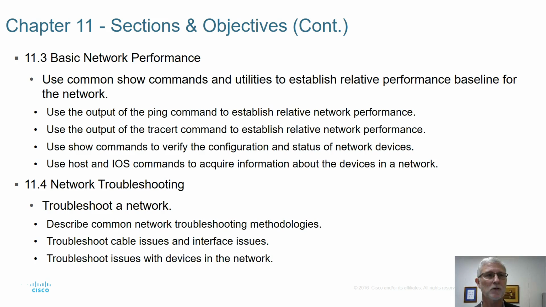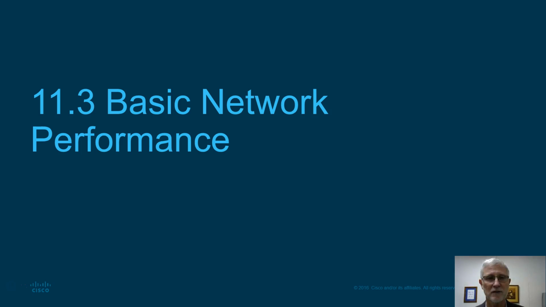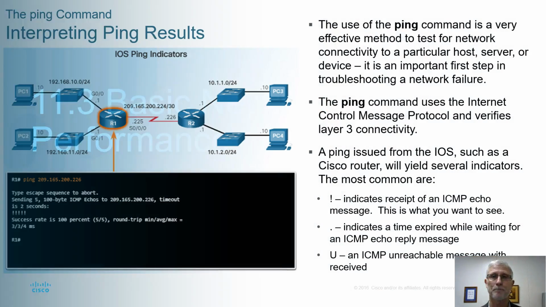So this week we're going to talk about basic network performance, some basic shell commands and utilities that can help baseline your network, output of the ping command, output of traceroute. So just some basic command structure to help you manage that performance. And then probably what a lot of people find the hardest part to do is network troubleshooting. Talk about different methodologies, some cable issues, issues with devices. So we'll cover those. So let's look at basic network performance.